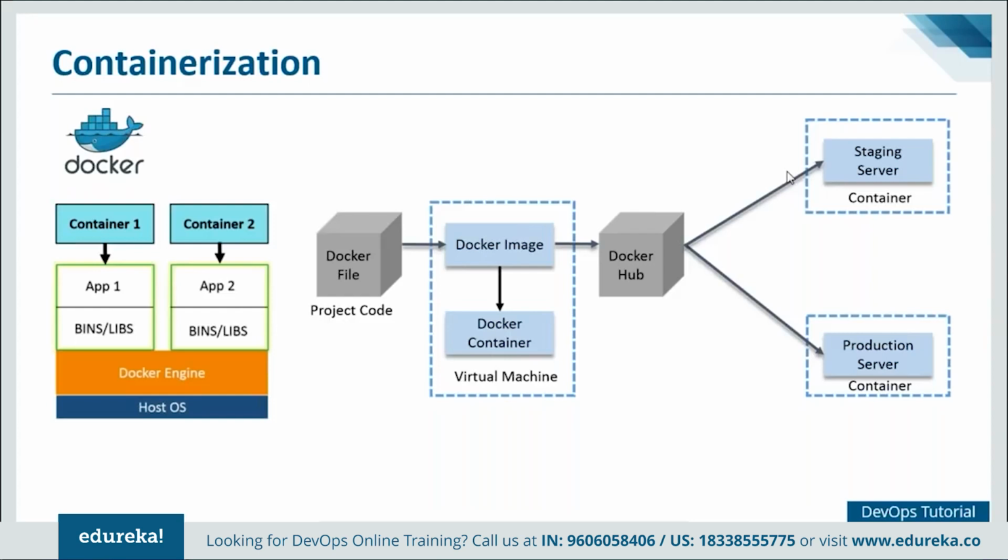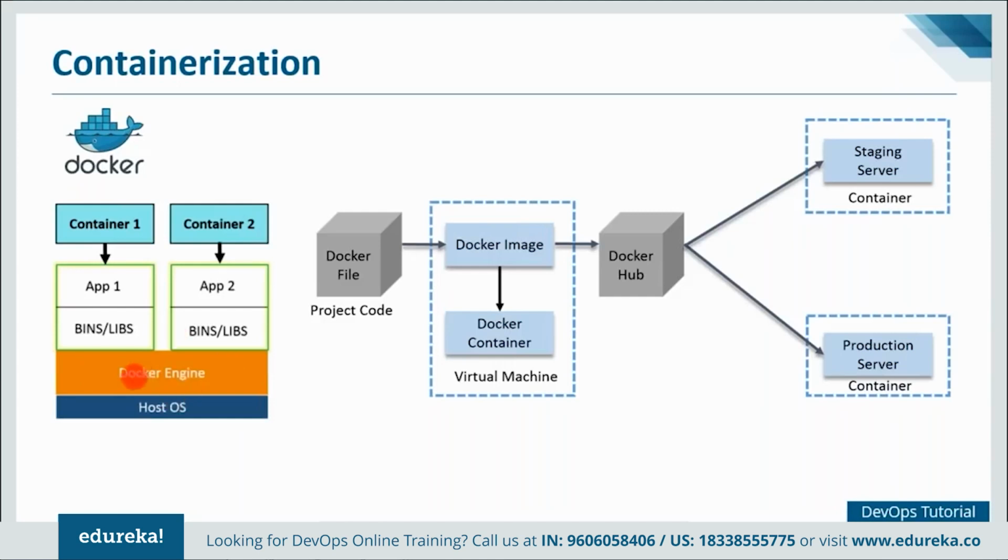We have Docker containers that will contain the binaries and libraries required for a particular application. And that's when we say we have containerized a particular application, right? So let us focus on the diagram in front of your screen. Here we have the host operating system, on top of which we have the Docker engine. We have no guest operating system here, guys. It uses the host operating system.